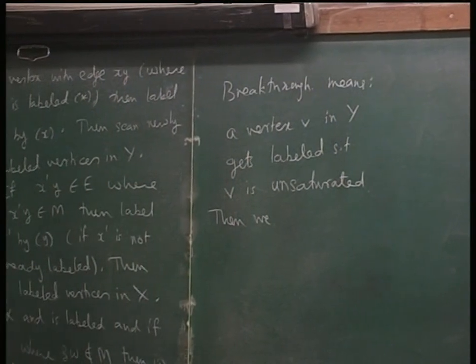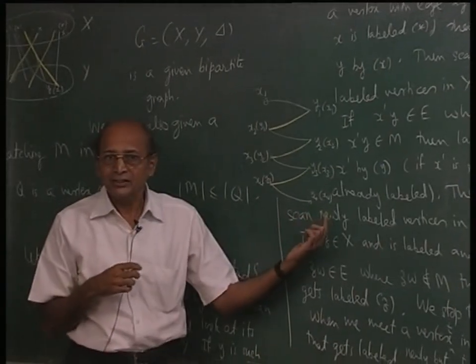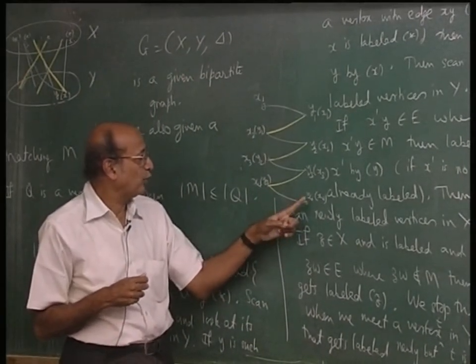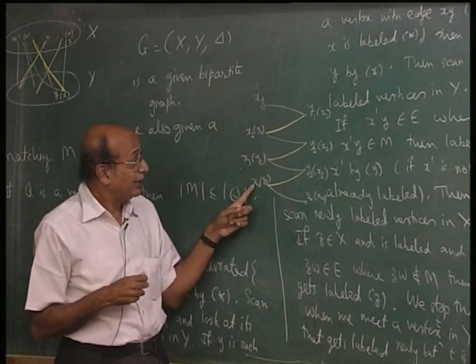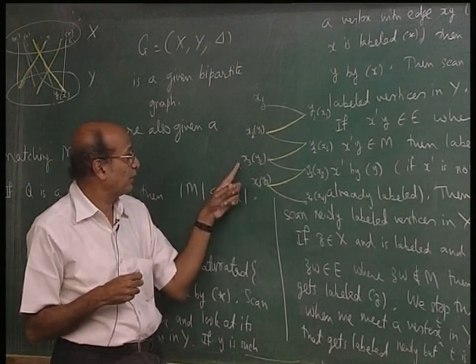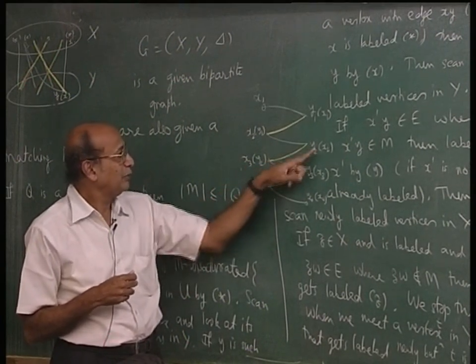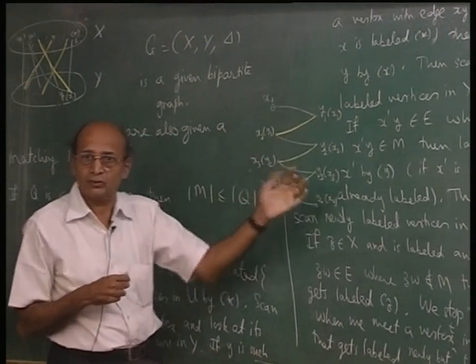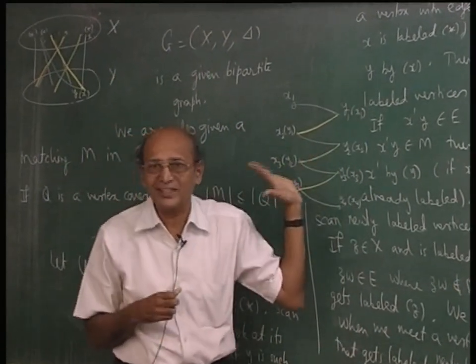Why are these labels really necessary? These labels are just to tell you this is a backtracking idea, to tell you where Y4 came from. Y4 came from X4, X4 came from Y3, Y3 came from X3, X3 came from Y2, Y2 came from X2, X2 came from Y1, Y1 came from X1. Therefore, that is okay. So that is the idea.